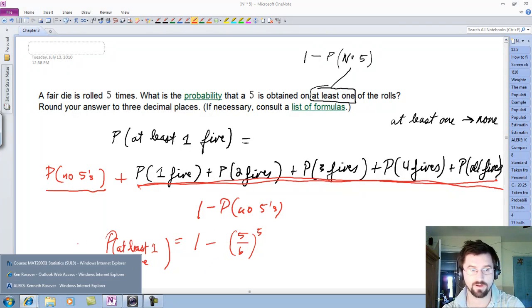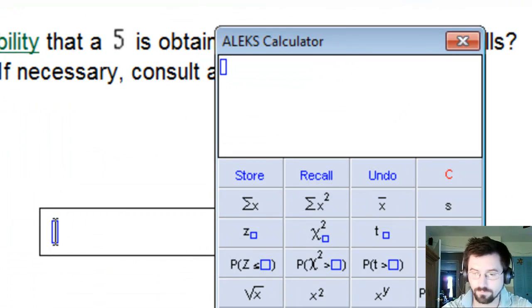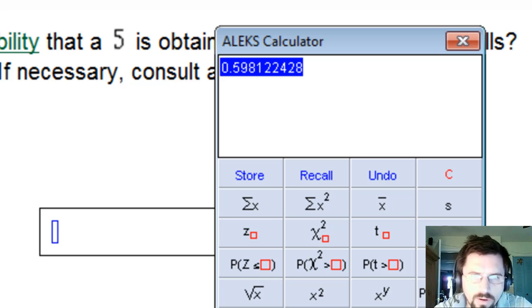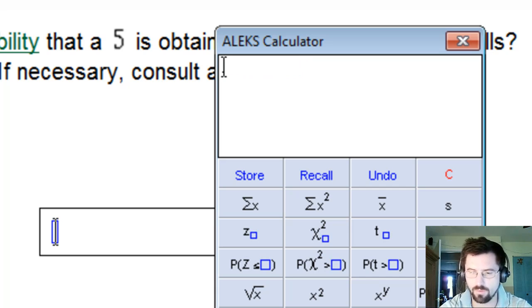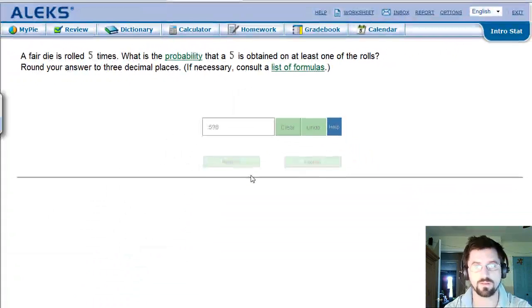power, which we can do very quickly with our calculator. 1 minus parenthesis 5 divided by 6, arrow over, close the parenthesis, to the 6th power. Is it? Nope, 5th power, my bad. All right, enter. That's our answer: 0.598. Look at the number after the 8. It's a 1, so we don't round it up. I've got to write it down here: 0.598. And that's it. That's how you do that.